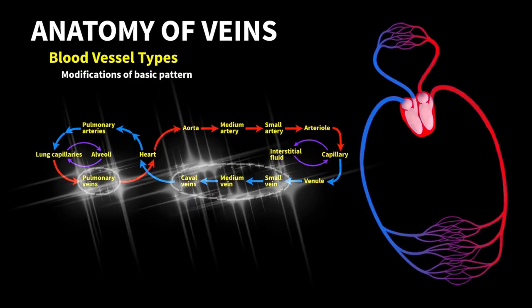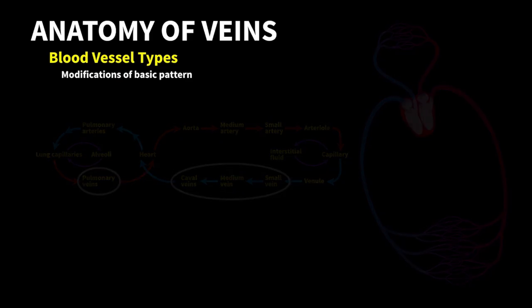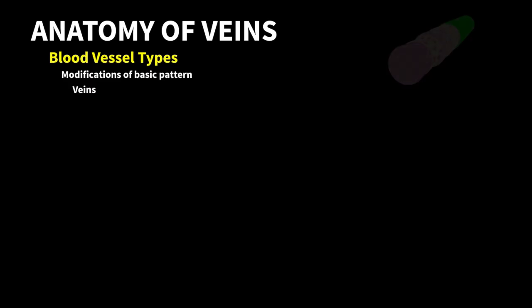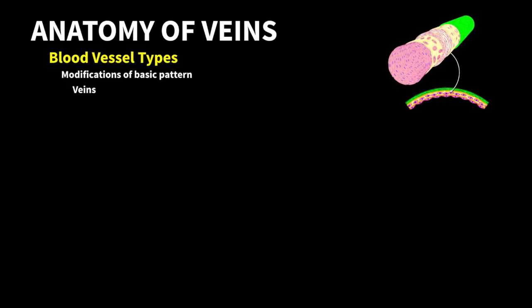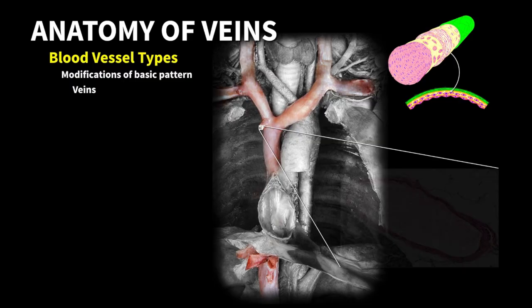The tiny venules converge to become veins, which continue to increase in size and continue to converge until they form the large caval veins that return blood to the heart. Veins have thin walls, so thin that the venous wall does not maintain its shape and is easily expandable and collapsible. Although veins have all three layers of the basic pattern, they modify it in a number of ways.